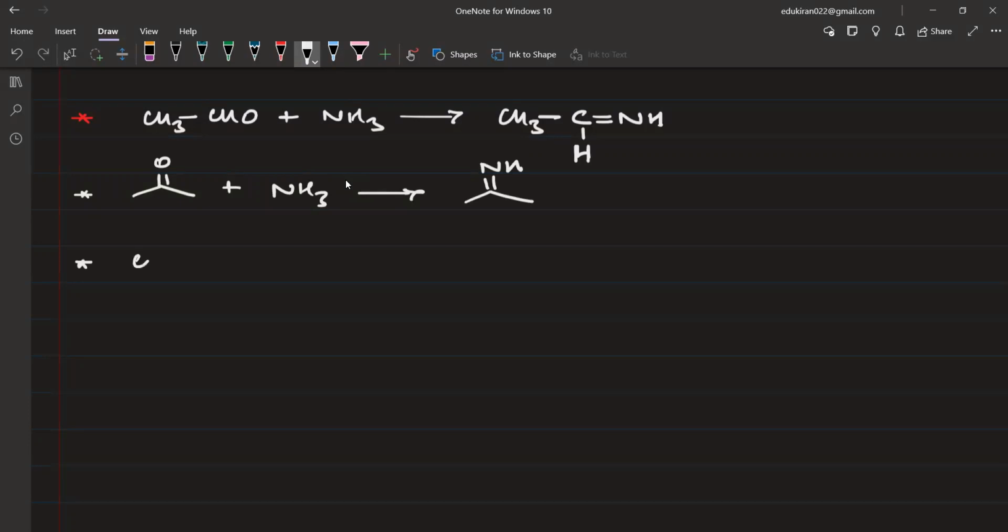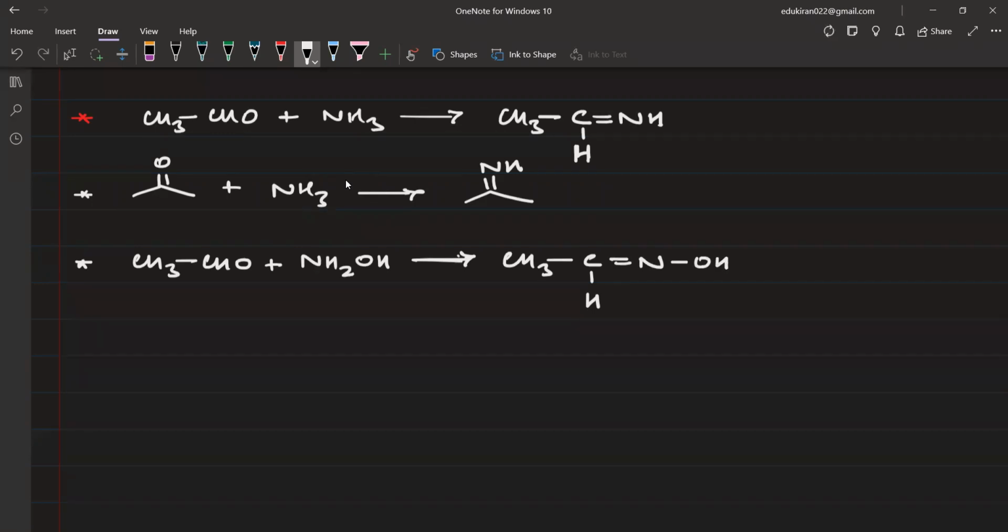Next, if you have something like this, CH3CHO plus NH2OH, then you have CH3, this carbon with the hydrogen as it is, and the double bond with oxygen is replaced by nitrogen and OH. Where will this H2 go? It takes the oxygen and gets converted to water. Remember these things. Is it understandable? Tell me guys. Can all of you see this product? Yes or no?